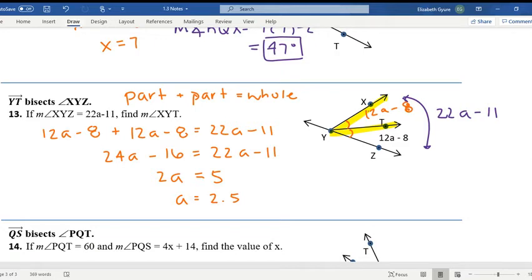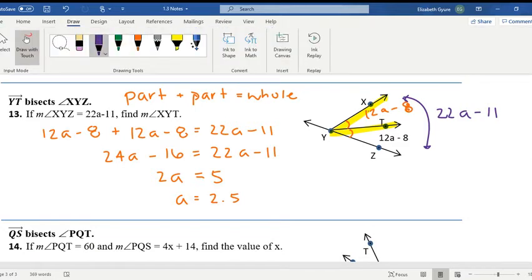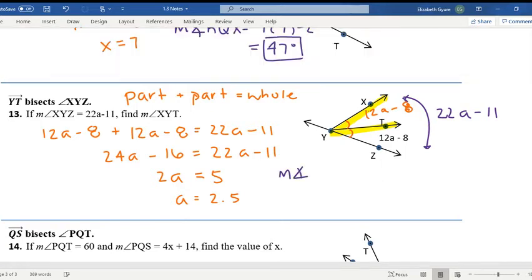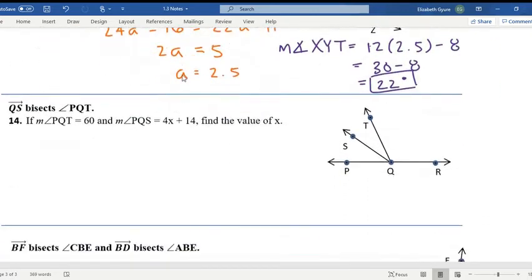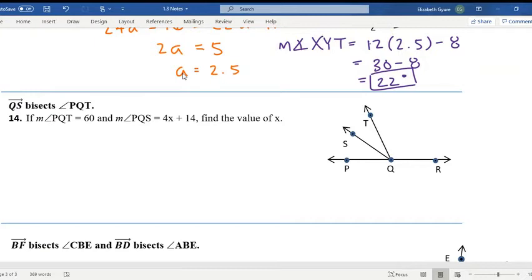And then we do need to plug it back into the appropriate angle. So for the measure of angle XYT, that's going to be 12 times 2.5 minus 8. 12 times 2.5 is 30. And then 30 minus 8 is 22 degrees. Number 14.